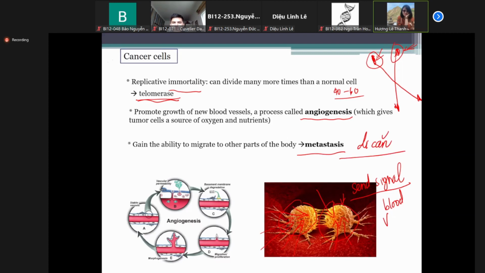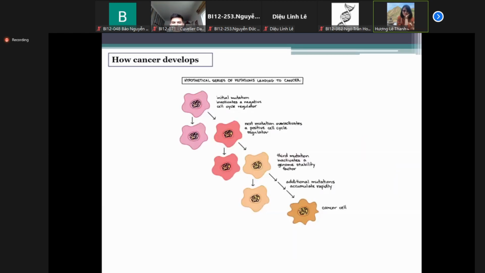So that is three characteristics of the cancer cells. So how can cancer develop? We have a hypothesis of a series of mutations leading to cancer.